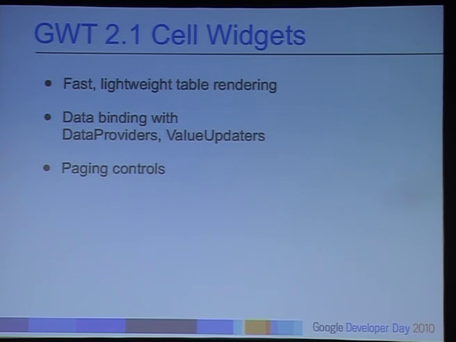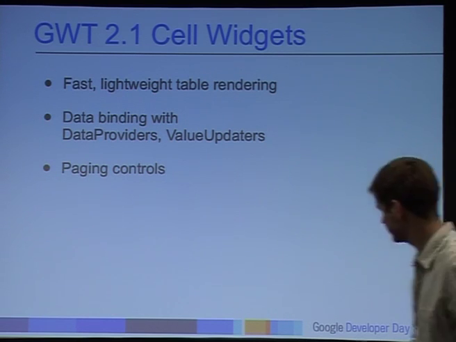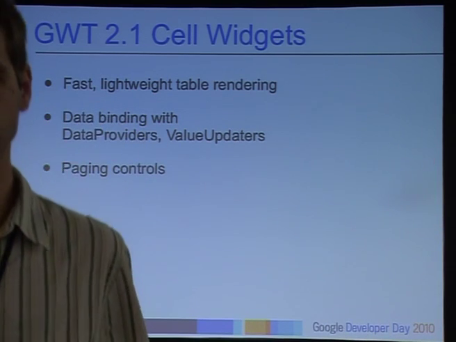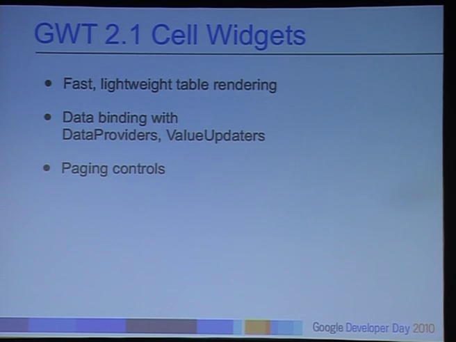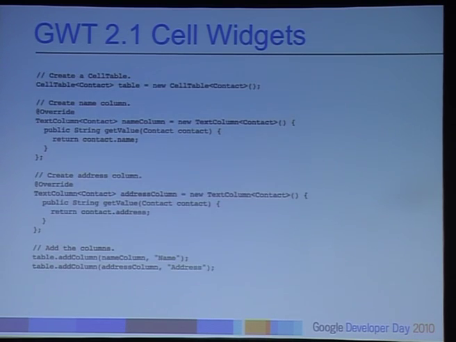In 2.1, we've also added cell widgets, and these provide fast, lightweight table rendering. One of the issues people have requested for a long time is we want to show a million rows of data, or even 10,000 rows, but all on one screen. How do we do that? So cell widgets and cell tables now provide very fast, lightweight rendering. They also provide data binding features through data providers and value updaters, so that you can bind a table.